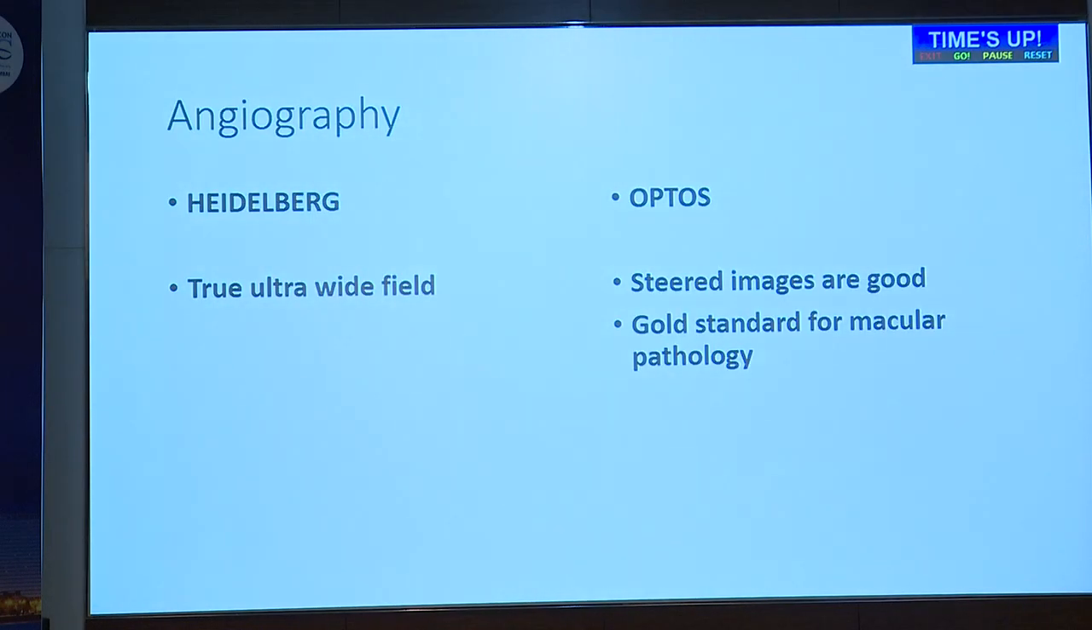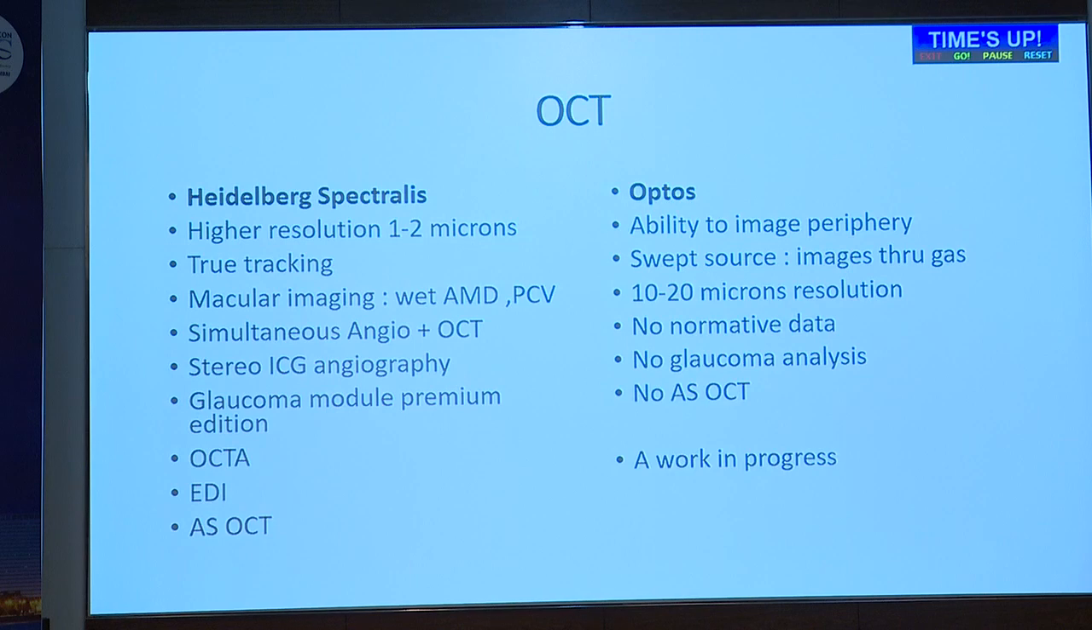So you can say the OPTOS provides you true ultra-wide field. This is some exchange of the headlines. And the Heidelberg remains the gold standard for macular pathology. If you want to study wet AMD or DME, even for clinical trials, the OPTOS is not approved, but the Spectralis is approved because it provides very high resolution and reliable images of the posterior pole.